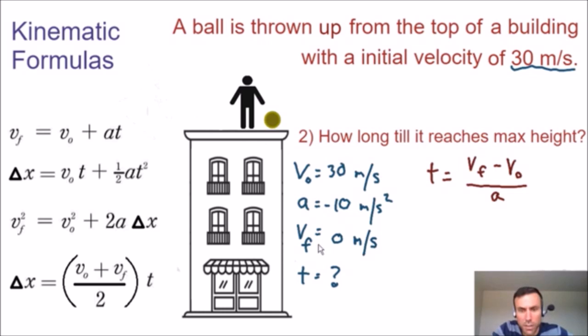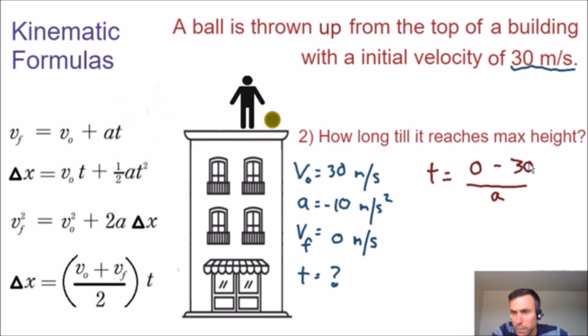So let's start with our final velocity. Our final velocity we know is equal to 0 meters per second. So I'm going to erase our final velocity and plug in a 0, since we know our final velocity is equal to 0. And I'm going to do the same thing with our initial velocity. We know that our initial velocity is equal to 30 meters per second. So I'm going to erase our initial velocity and replace it with a 30.